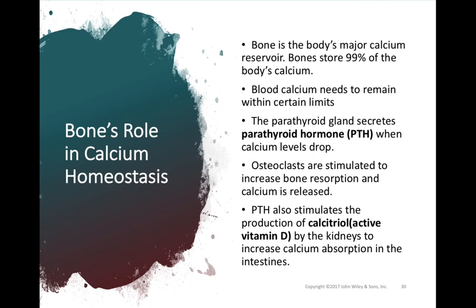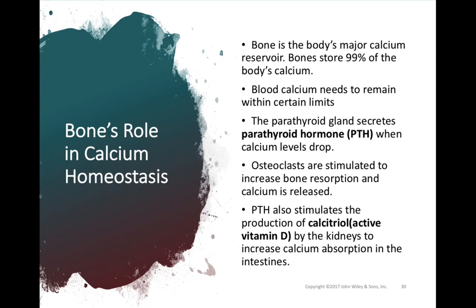Now, just like with the rest of our body's controlled conditions, blood calcium has its own homeostasis, and it needs to remain within very, very specific limits at all times. Specifically, our plasma level of calcium needs to remain between 9 and 11 milligrams per 100 milliliters, which is a very, very small amount. So again, if we go too low, we're going to need some mechanism by which we can bring our blood calcium up, and if we go too high, we need some way that we can bring our blood calcium down.